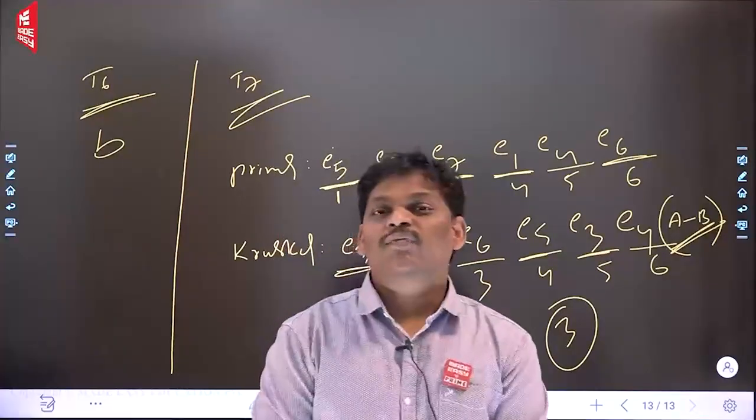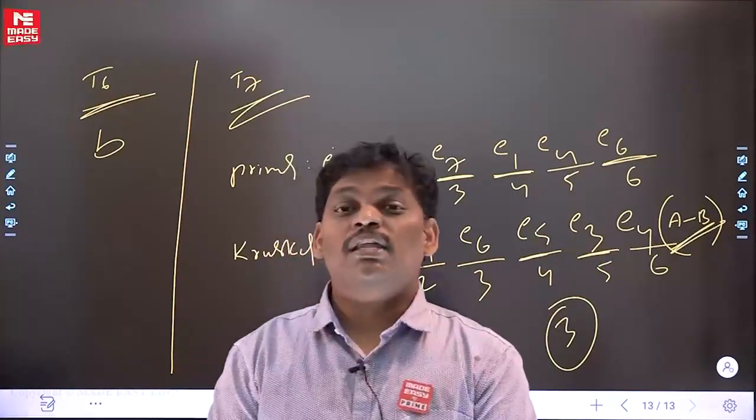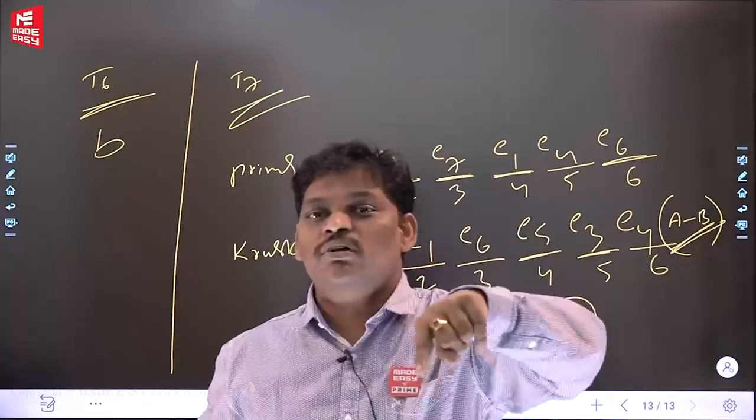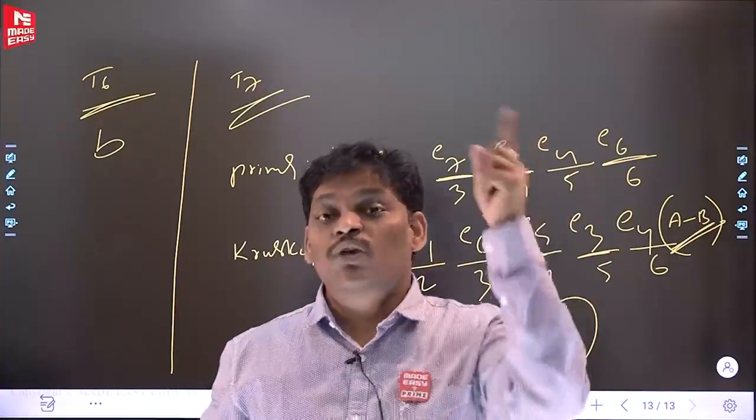Can you help me now? What is the difficulty you are facing here? Prim's algorithm has many answers. Which answer will I take? Take that answer which will give the maximum difference. How will you find out?